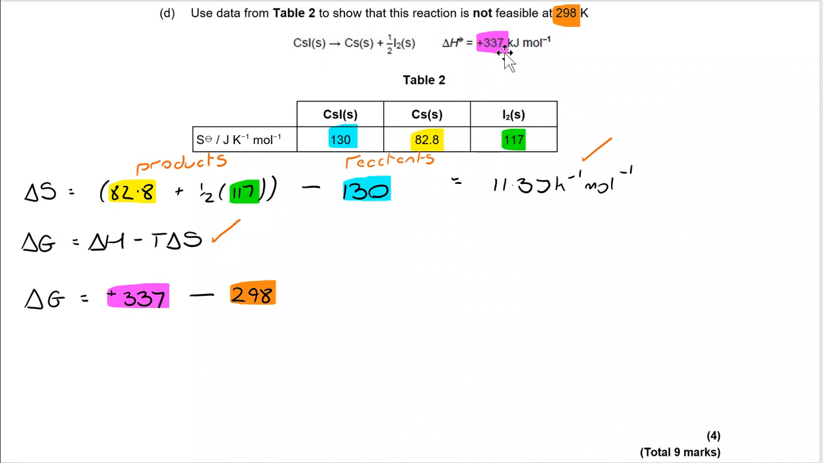Delta G is delta H. We were told delta H is plus 337. We're taking away T delta S. We know that T is 298. So we're multiplying that 298 by delta S.